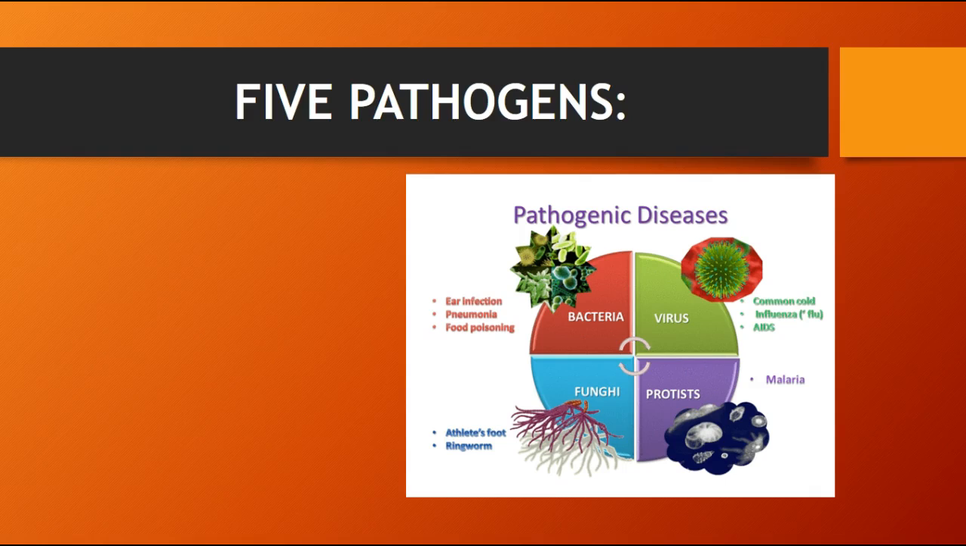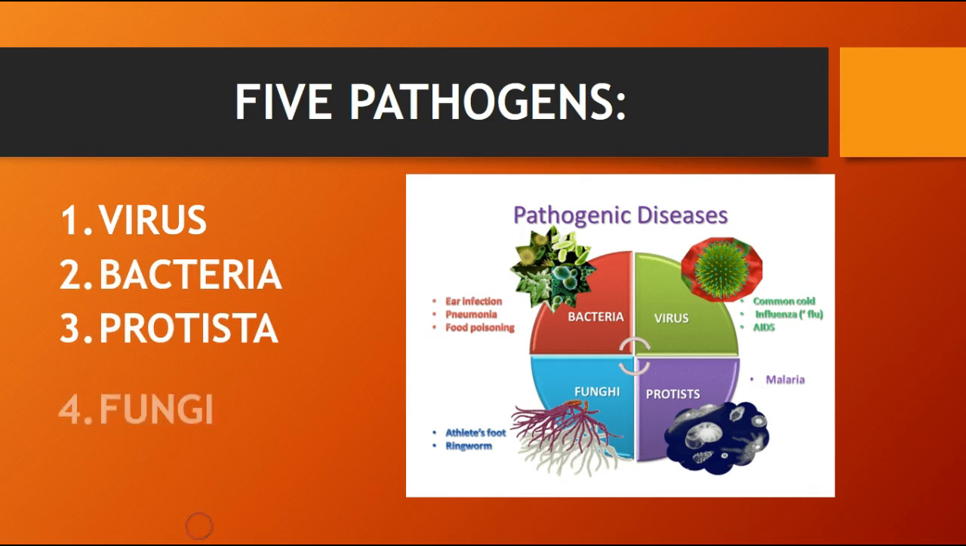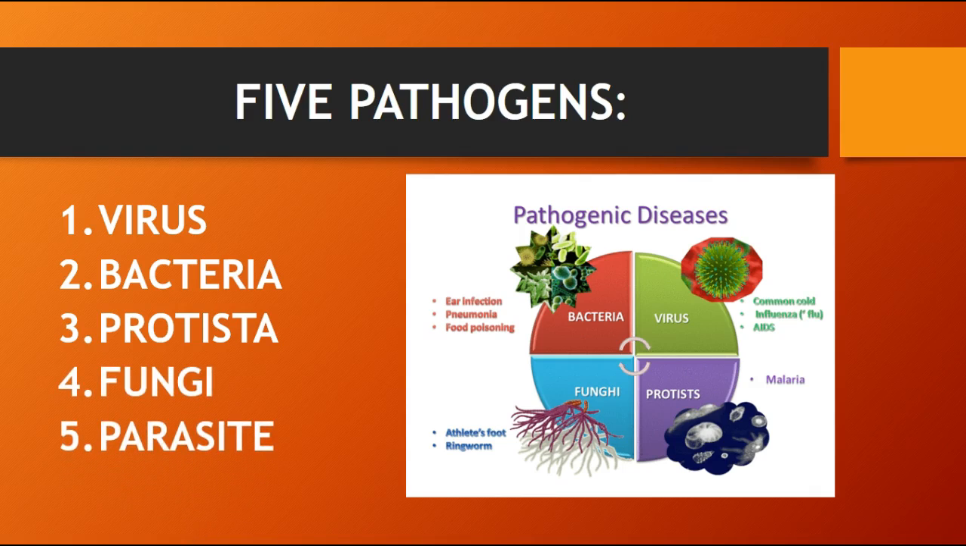And there are 5 pathogens. Please note in this picture only 4 are depicted, but there is a 5th pathogen that we'll talk about. And the 5 pathogens include virus, bacteria, protista, fungi, and parasites. Now, parasites is not listed in this picture, but we are going to cover parasites in a future slide. So let's go ahead and take each of these 5 pathogens individually and talk about them.